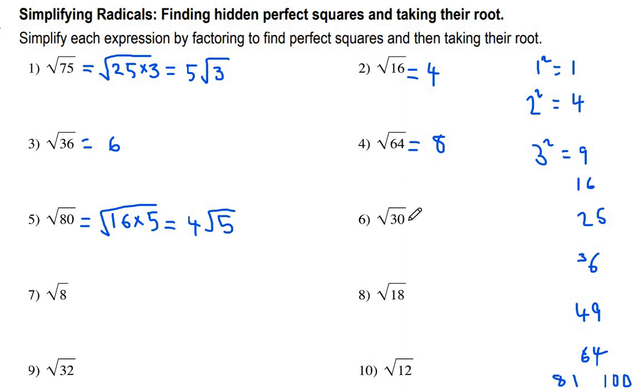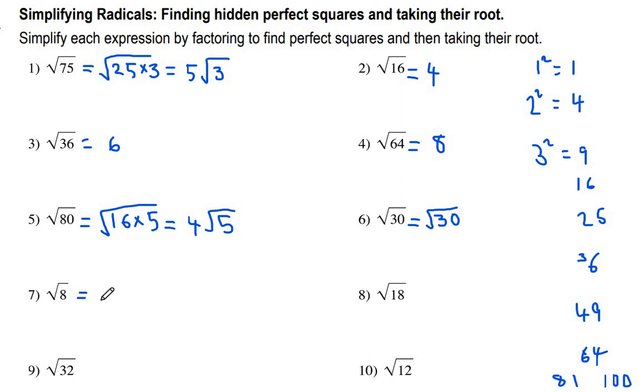Now, square root of 30 or radical 30. Well, factors of 30 could be 2, 15, 5, 6, 3, 10, but none of these are perfect squares. So radical 30 cannot be simplified any further. You can just leave it like that.